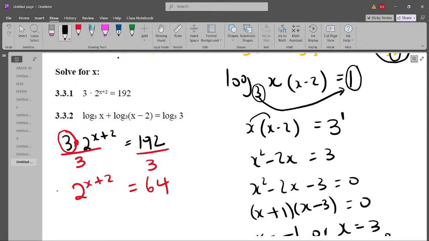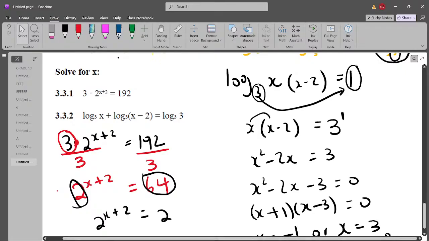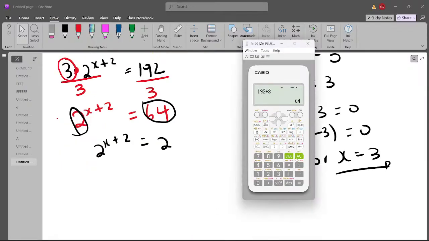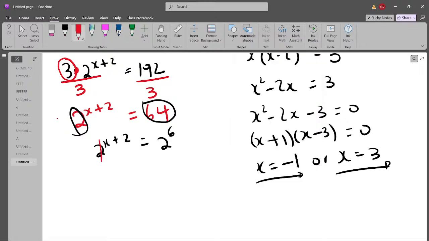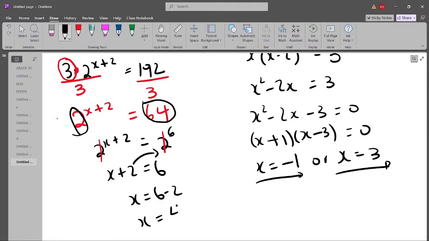And then once we're here, we need to make our bases to be the same. This base needs to be the same as this base. Meaning, how can you write 64 as a base of 2? Let's check it quickly. 64 equal sign 2 to the power of 6. And then once the bases are the same, you cancel the bases, you drop the exponent, then you have x plus 2 is equals to 6. Take 2 to the other side, it's 6 minus 2, then x is equals to 4. You have solved.